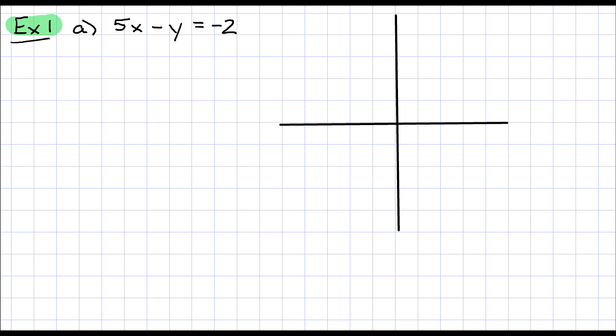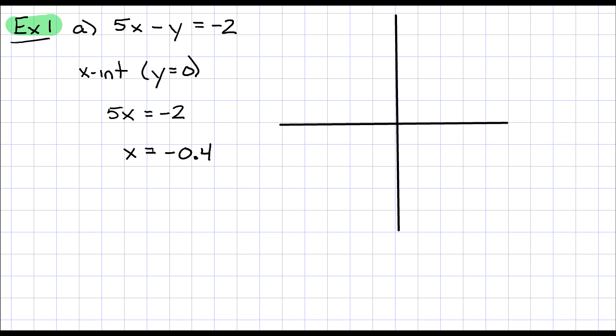So starting with the first one, if we want to find the x-intercepts, that is where the line hits the x-axis, or in other words, where the y-coordinate is 0. So we simply have to take the equation and plug in y equals 0. If we do that, we get 5x minus y, but y is 0, equals minus 2. And then I divide both sides by 5, and I get x is negative 0.4. So that gives us the x-intercept.